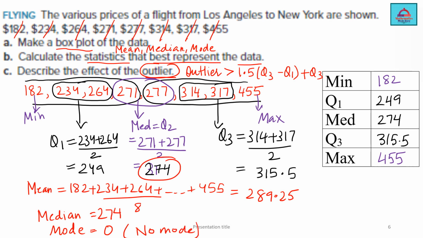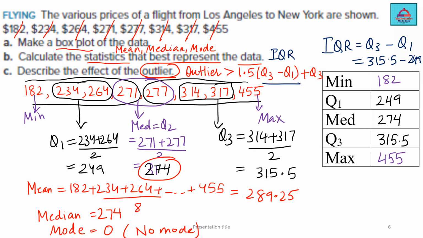Okay. So we have calculated the statistics. Now we need to see which statistics best represents the data, and we also have to do for the outlier. So if you have to calculate the outlier, you need the interquartile range. So IQR or interquartile range is given by Q3 minus Q1. So just subtract the two numbers, 315.5 minus 249. So interquartile range you are going to get from here.